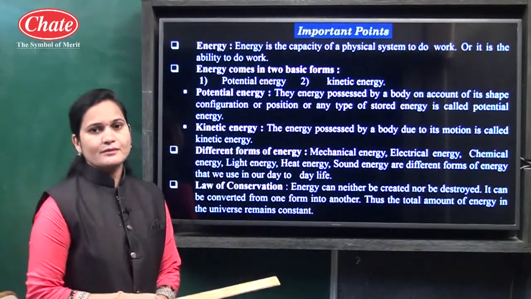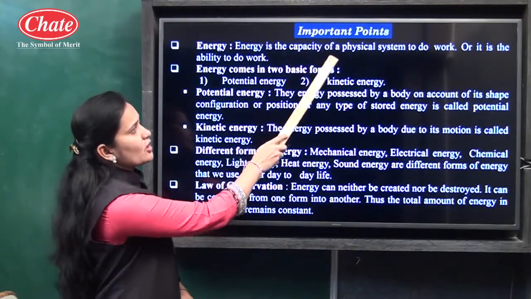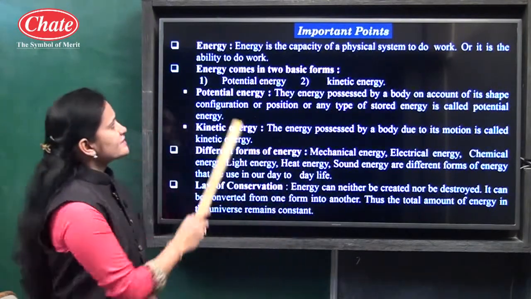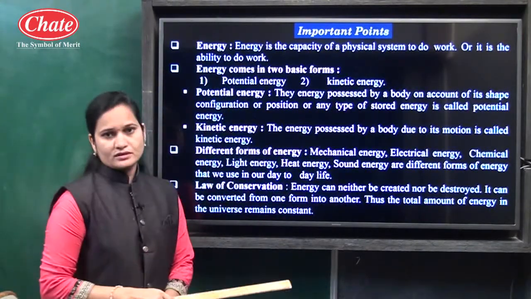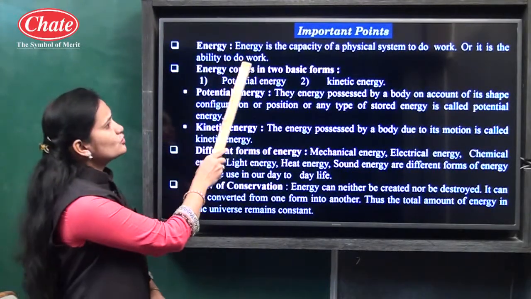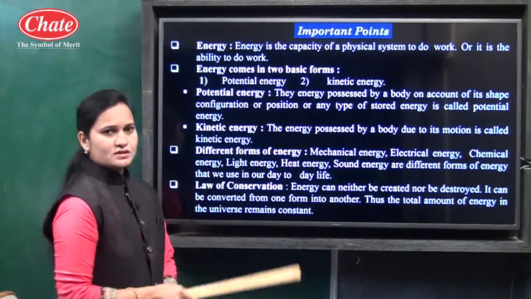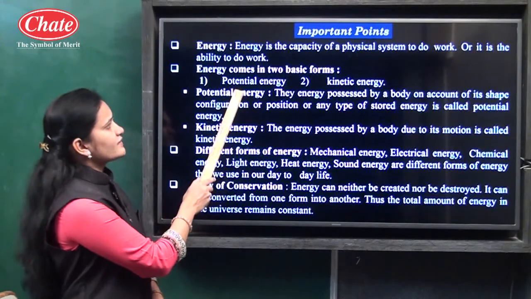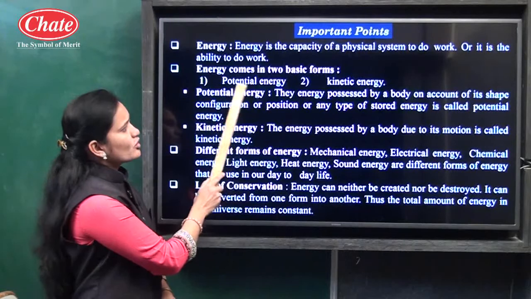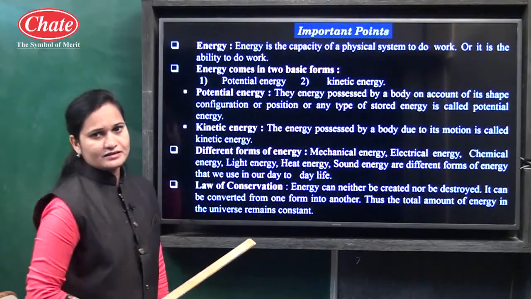First we will discuss what energy means. Energy is the capacity of a physical system to do work, or it is the ability to do work. It means in short, energy means the ability to do work. Energy comes in two basic forms. The first form is potential energy and the second form is kinetic energy.